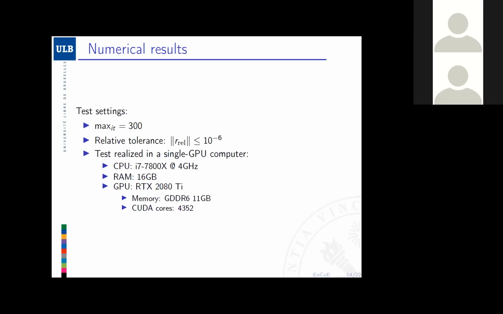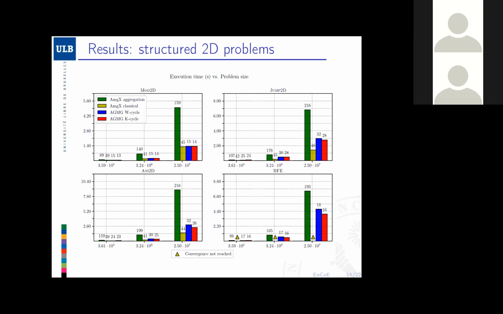So the numerical results have the following settings. The maximal number of iterations is 300. The relative tolerance is 10 to the minus 6, and every test has been realized on a single GPU computer, with a CPU at 4 gigahertz, 16 gigs of RAM, and a 2080 Ti GPU. So we can see the first results of our method.